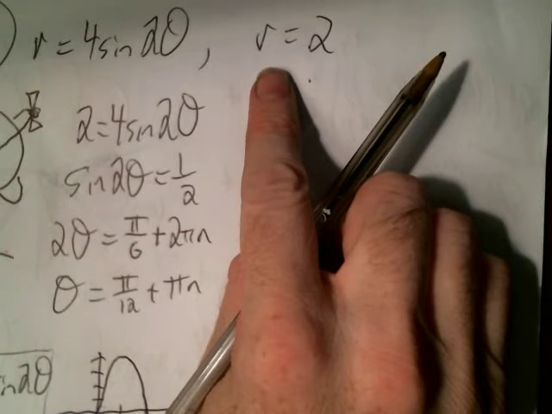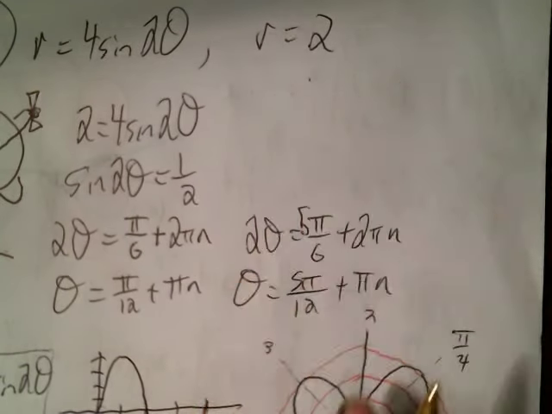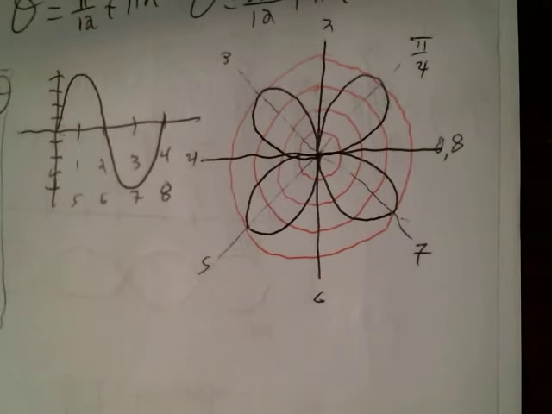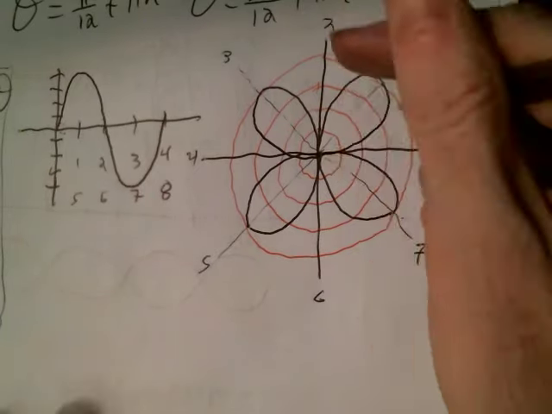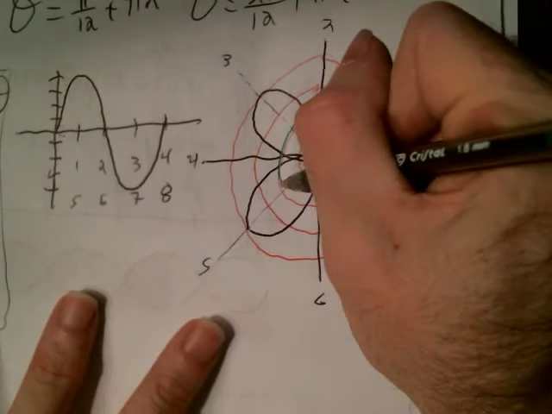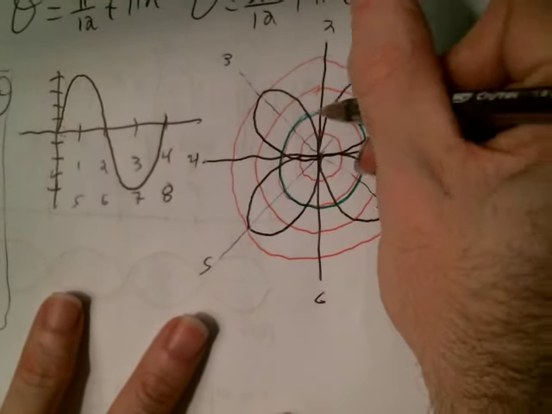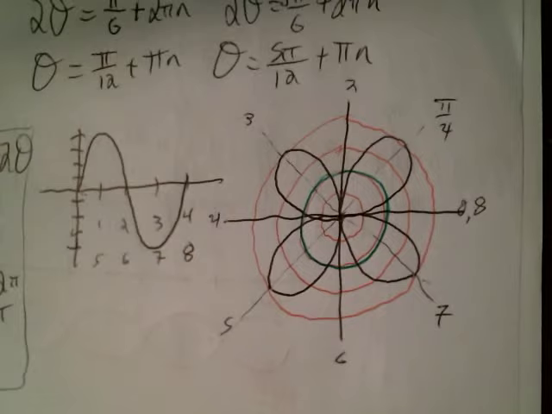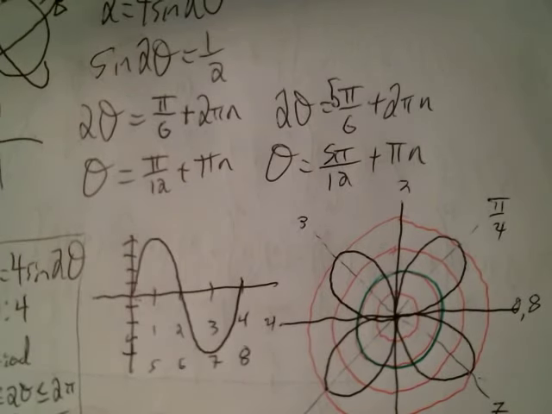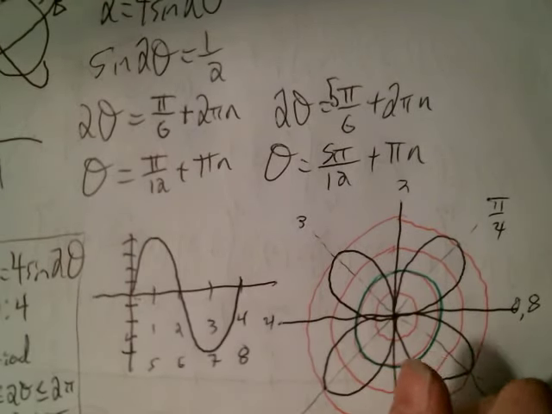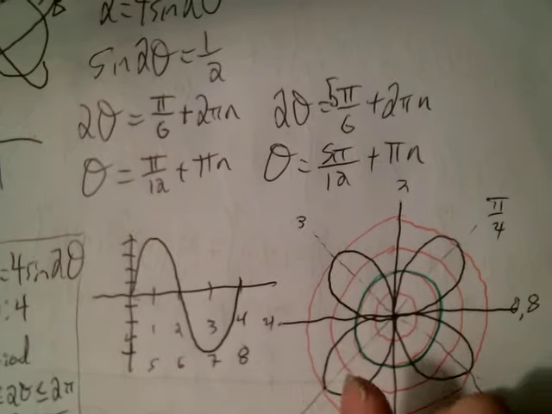The graph of r equals 2 is just a circle with radius 2. Okay? So we can graph that pretty easily. Let's put it in green if I can find a green pen. So that would be right here. And yeah, we were able to graph it out from 0 to 2 pi. Okay.